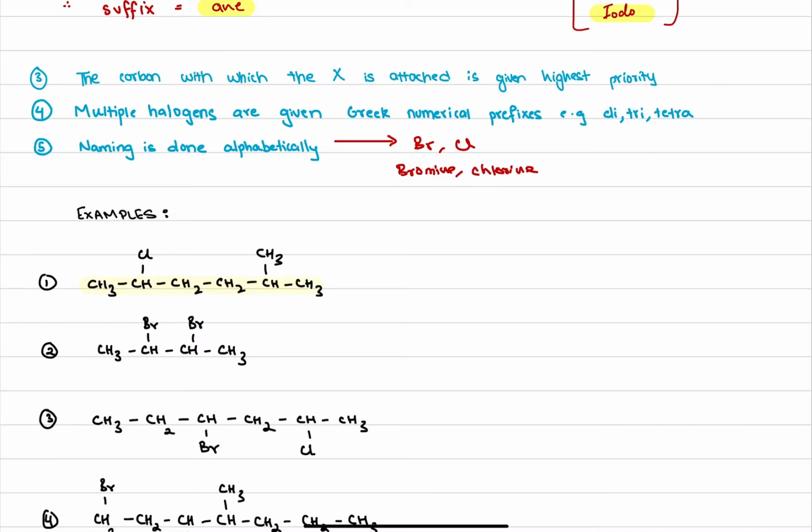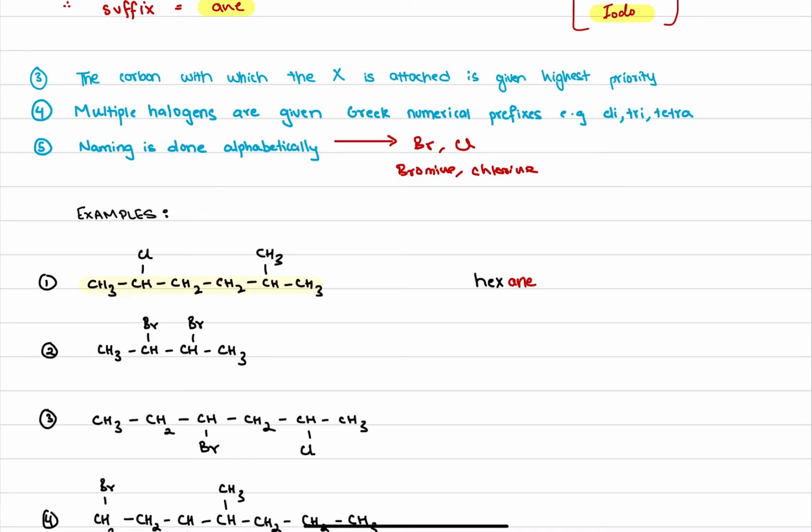Because I see 6 carbons, I can call this hex. Now, because I can clearly see that we have only single bonds, we will end it with ane. So this is hexane, but that is just the alkane part of it. We also need to mention the halogen part.